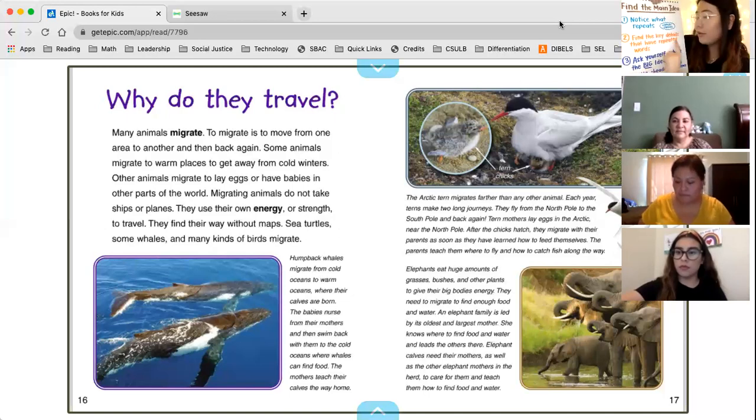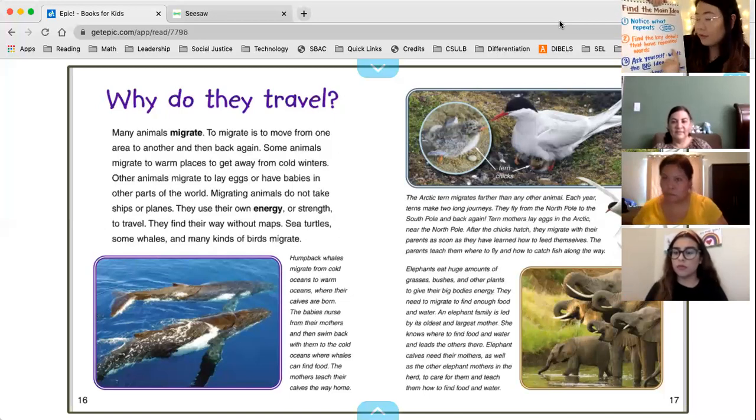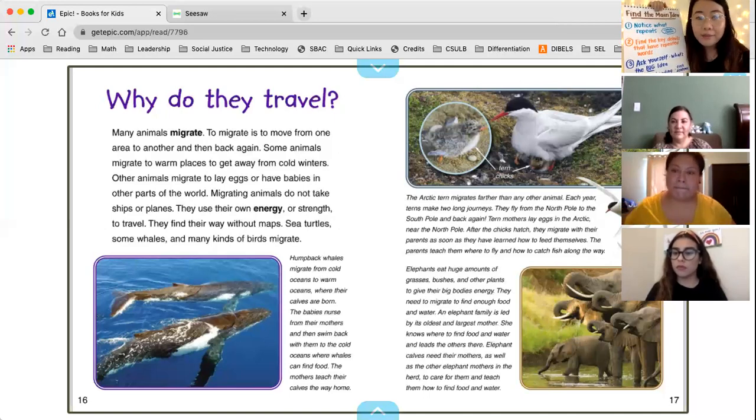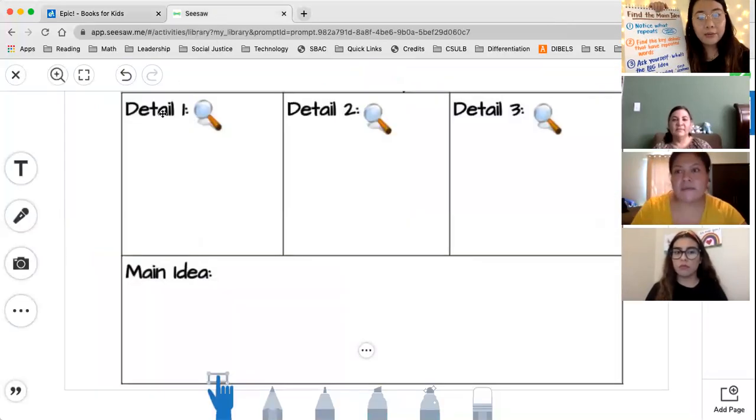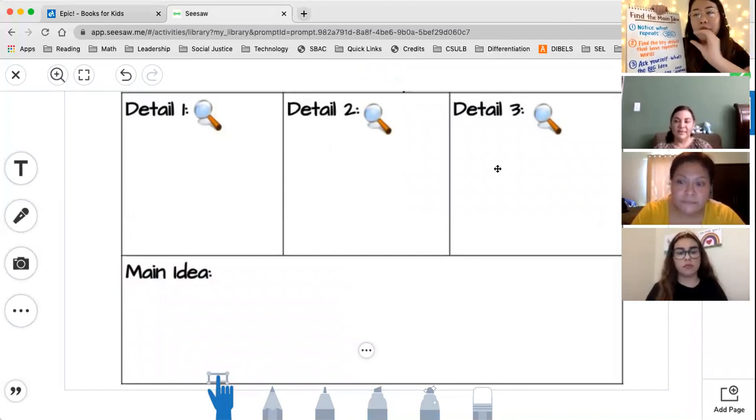Then we're going to find those key details or those sentences that have those repeated words, and we're going to write them right in our seesaw right here where it says detail 1, detail 2, and detail 3, because that's going to help us keep track of, okay, these are all the details that support the repeated phrase, and it's going to help me find out what the big idea or the main idea of the text is.